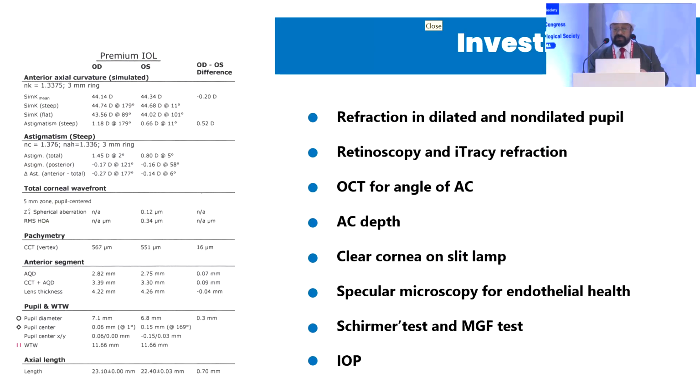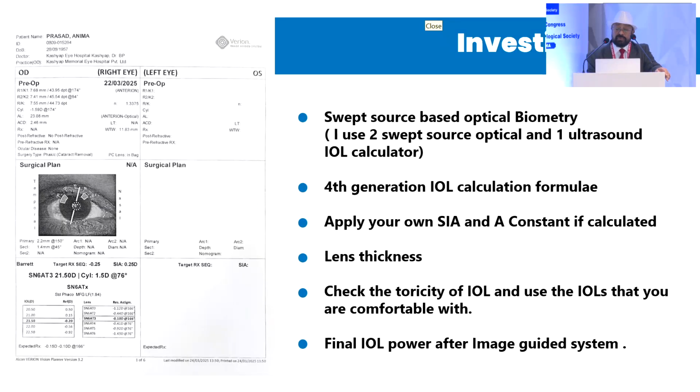That is refraction in the dilated and non-dilated people, retinoscopy and eye tracer refraction, OCT of the angle of the anterior chamber depth, clear cornea on slit lamp, the specular microscopy for endothelial health, Schirmer test, the meibomian gland function test, intraocular pressure, swept-source based optical biometry, fourth generation IOL calculation formula, apply your own SIA and A constant if calculated. If there might be lens thickness, you have to calculate that.